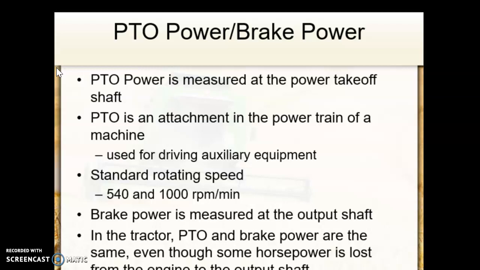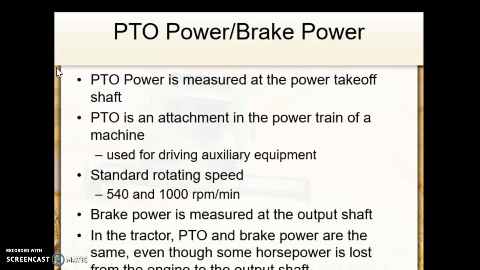The power takeoff shaft of the tractor rotates, and that allows the engine power of the tractor to power whatever system in that farm implement to let it do what it needs to do. The standard rotating speed of a power takeoff shaft is between 540 and 1,000 RPM. To measure power takeoff horsepower, we take a measurement right at the power takeoff shaft.